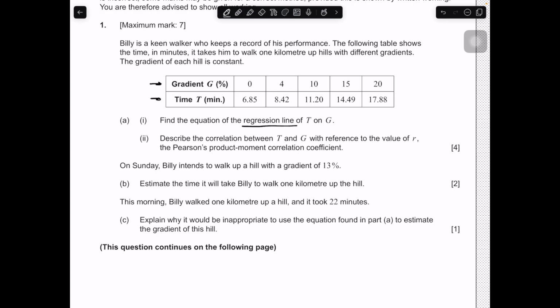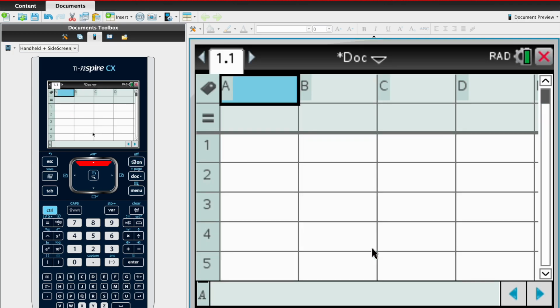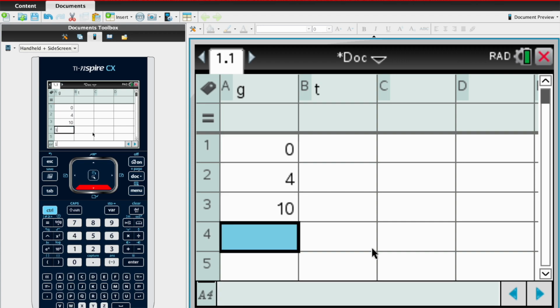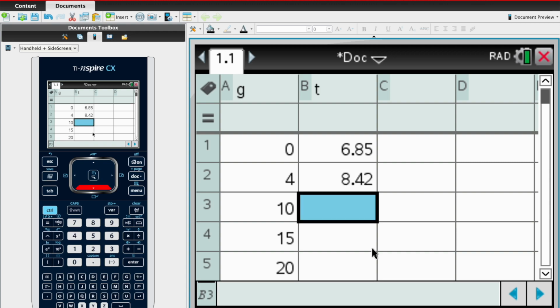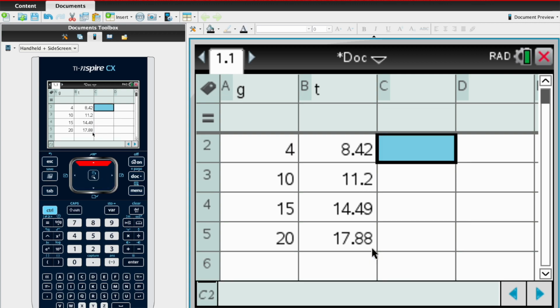Let's go into spreadsheets and calculate a regression line. Turning over to the calculator, let's have a look. Spreadsheets. Let's put gradient, g, and t. You can always use x and y, and if you're more comfortable with that, that's perfectly fine as well. 15 and 20. And then let's put the values in: 6.85, 8.42, 11.20, 14.49, and 17.88. Alright, values in, columns are labeled.